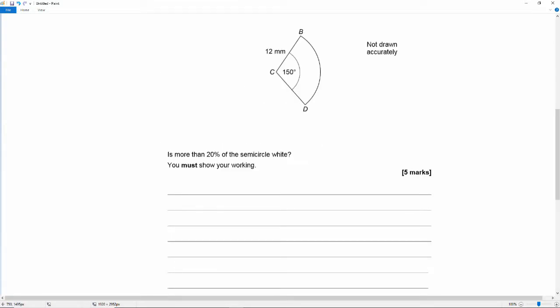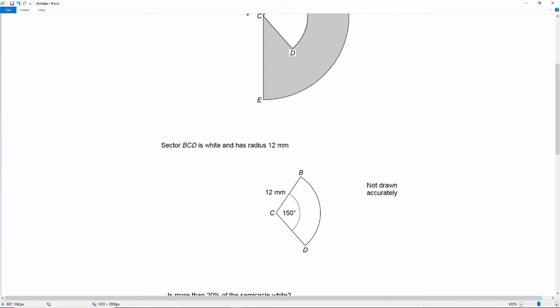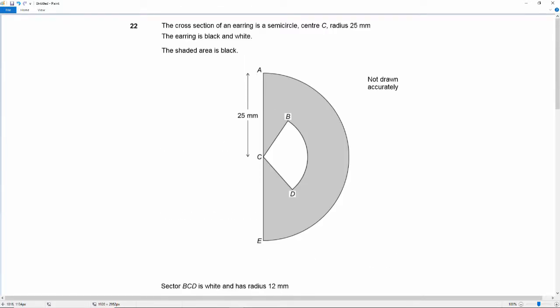Is more than 20% of the semicircle white? You must show your working. So in other words, is the area of this small sector more than 20% of the total area of this earring?